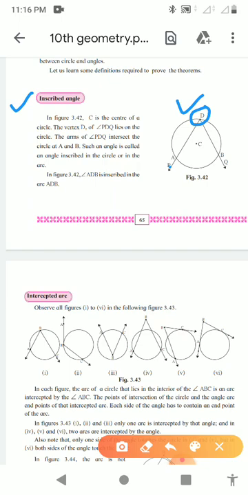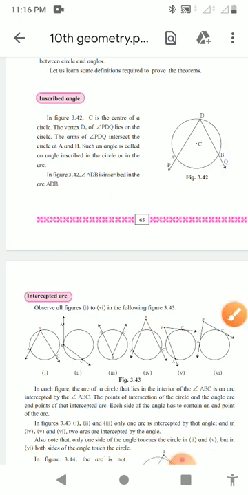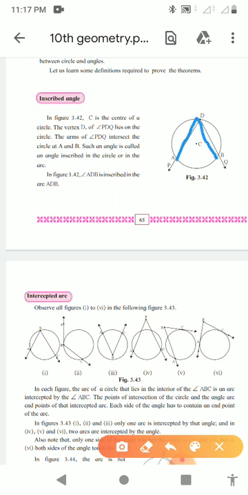Now the arms of angle PDQ intersect the circle at point A and at point B, isn't it? Such an angle is called an angle inscribed in the circle, or we can say angle PDQ is an inscribed angle in that case. Now in this diagram, angle ADB is inscribed in the arc ADB. I am discussing this angle particularly, angle ADB, which is inscribed in the arc ADB. This angle is inscribed in this arc, isn't it?